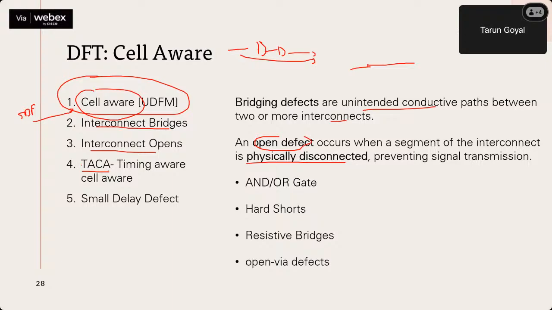It's a kind of superset of the SDD. SDD is just done for the gate levels, and TACA does it on the cell levels based on the cells' UDFMs also. How these cell defects translate at the end, they may be creating an OR gate, AND gate, which cause the functional failure, can be hard shorts and opens in the vias. There can be a resistive bridge also between them. So these are all defects, and there are more and more patterns, more and more faults which are getting increased.